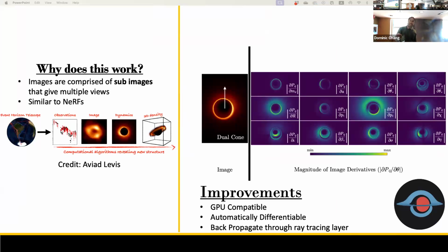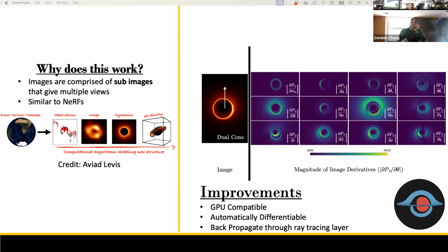One of the improvements that this model has over doing something like what Aviad did is that Aviad's ray tracing essentially was not differentiable. One could not back propagate through it. So I think this is more useful for you folk here since you're interested in AI. If you want to ray trace an emission model that's like a neural net, you're able to do this with my code, because this code is automatically differentiable, and you can essentially treat it like a ray tracing layer on top of a neural network.